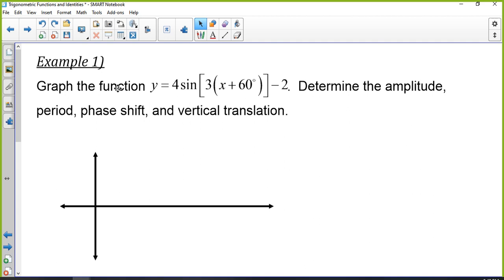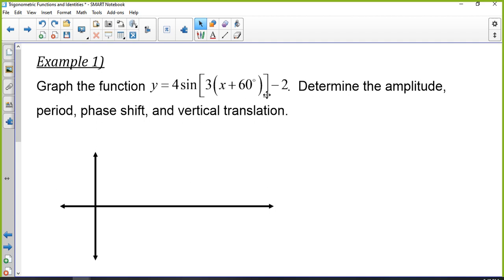Okay, so here we have: graph the function y equals 4 sine of (3x plus 60 degrees) minus 2. We want to graph that function. And once we graph it, we want to determine the amplitude, the period, the phase shift, and the vertical translation. There are lots of different ways that I could show you how to graph this transformed function. Some teachers teach one way, some teachers teach another way.